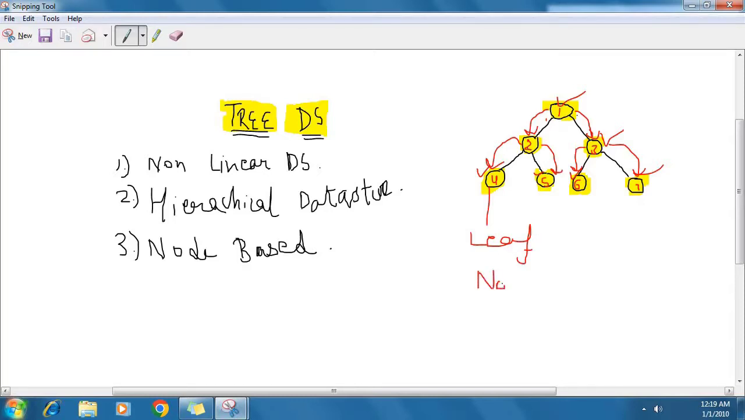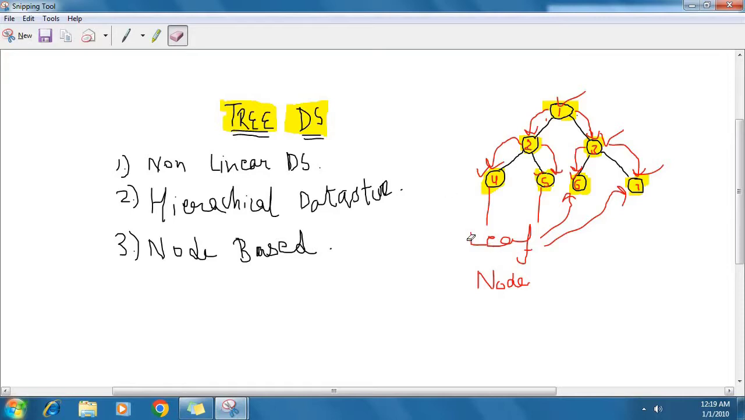This will be our leaf node, this will be our leaf node, and this will be our leaf node. So we can clearly say that in any tree data structure, the nodes which don't have any children are the leaf nodes. So I hope you also understand this concept.